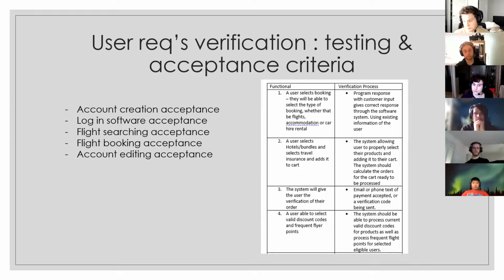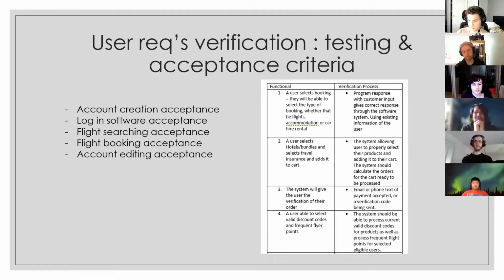The flight searching software acceptance criteria will be: A, the customer can access the browse flight section. B, the customer can input the query to search for a flight. C, upon the customer entering a search, they will receive the correct information based on their query. And D, the customer can then interact with the flight overview to get more information.